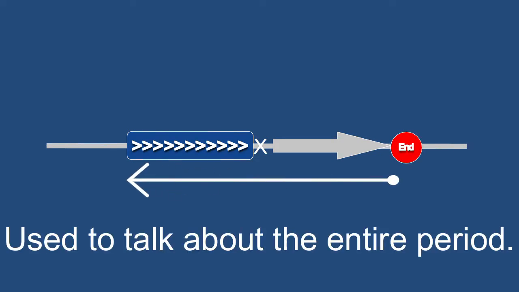It's important to note that with the future perfect continuous, the event could have started in the past. So it continues up until the moment of speaking, indicated by the X, which is now. The event will be continuing up to a certain point in the future. Sometimes we know when that will definitely be, and other times we might not know when that particular event will be, but it's used to talk about this entire period.